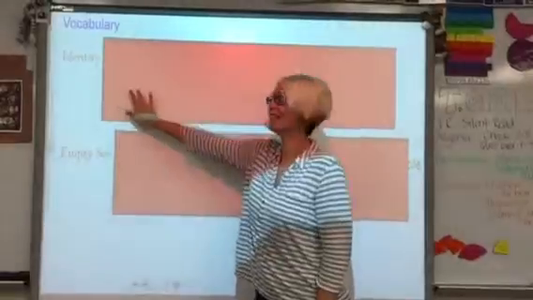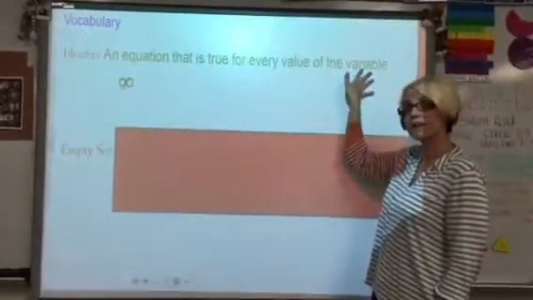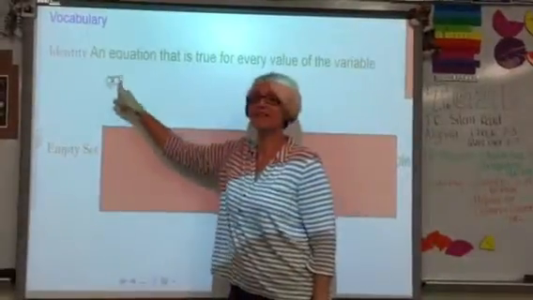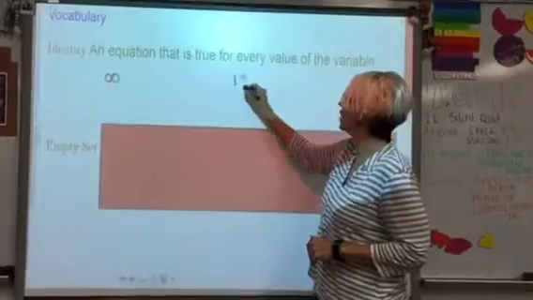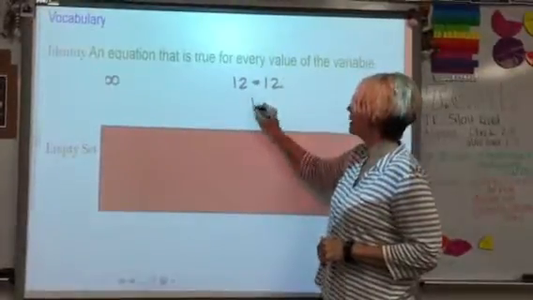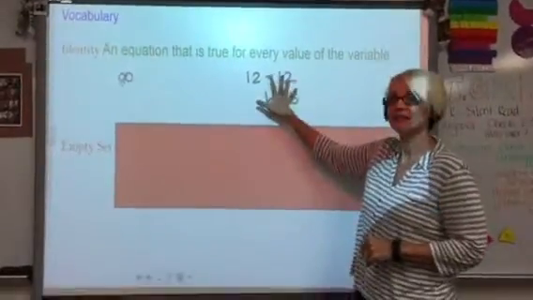The first is identity. It's an equation that is true for every value of the variable, and the sign is going to be the infinity sign. So you're going to get something that is a true statement, like 12 is equal to 12, or b is equal to b. Those things are true, always. So that would be an infinity.